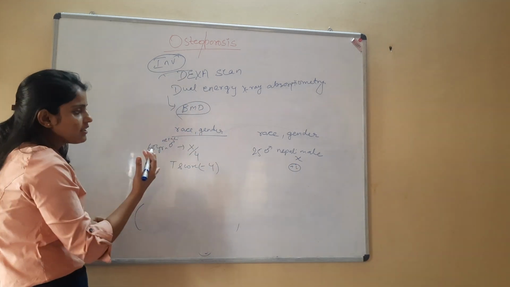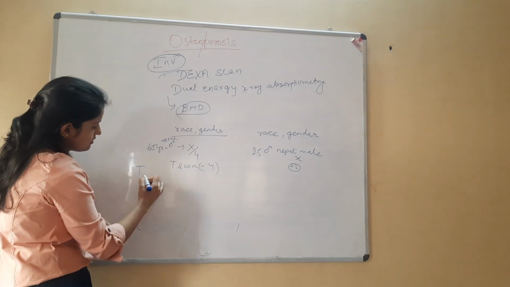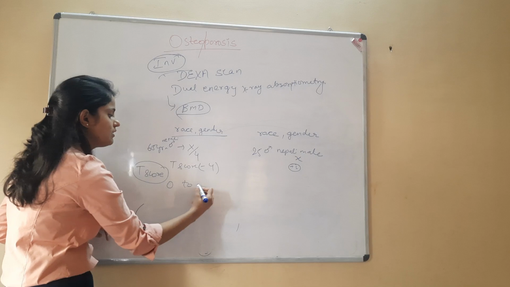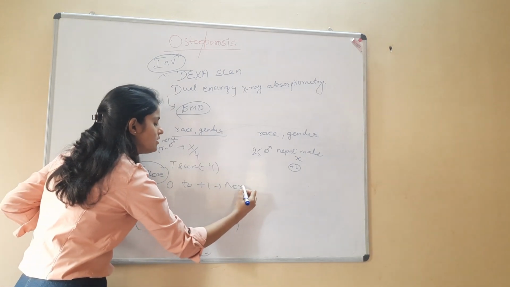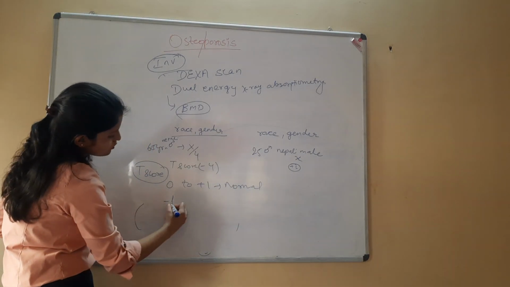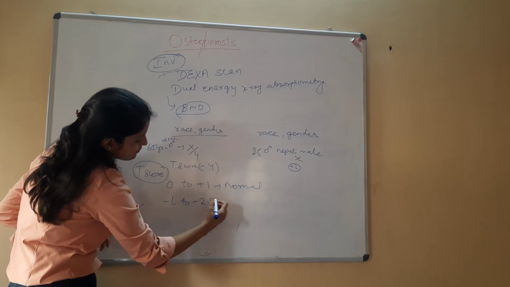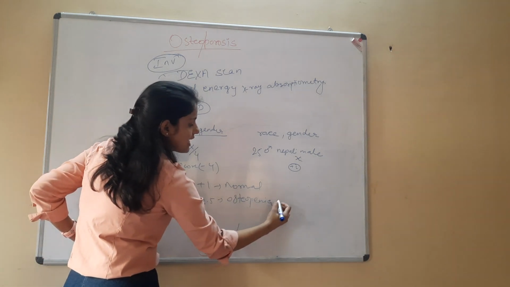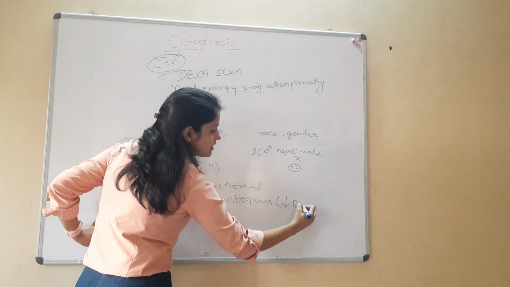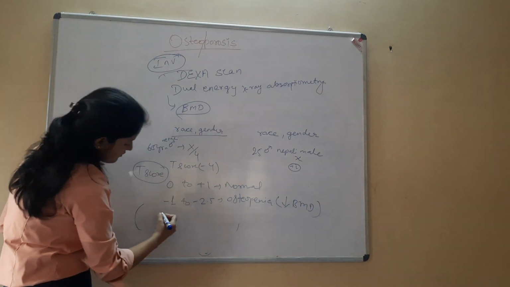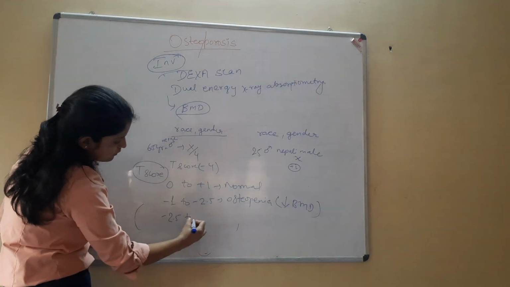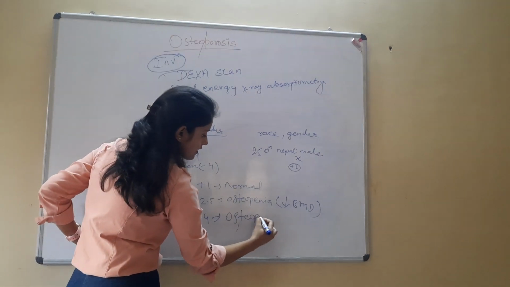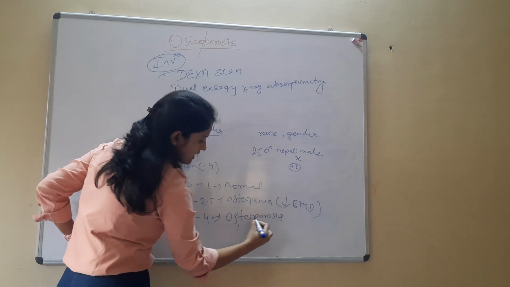So we have to interpret the T score value. If the T score value is between 0 to +1, it is normal. When it is -1 to -2.5, it means osteopenia. It means there is a slight decrease in bone mineral density. But when it is -2.5 to -4, then there is osteoporosis. It needs to be treated.